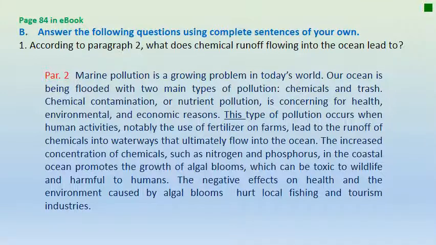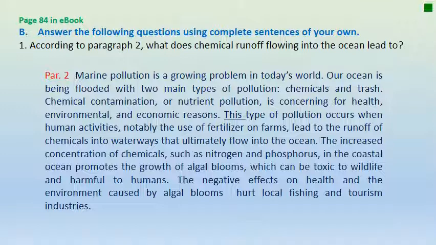They are found on page 84 of your comprehension ebook, of course. According to paragraph 2, what does chemical runoff flowing into the ocean lead to? Let's take a look at paragraph 2. Okay, this type of pollution occurs when human activities, namely the use of fertilizer on farms, lead to the runoff of chemicals into waterways and ultimately flow into the ocean.